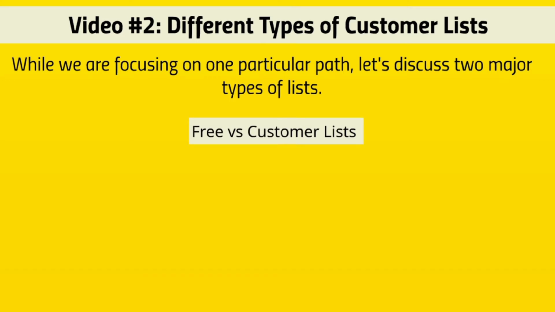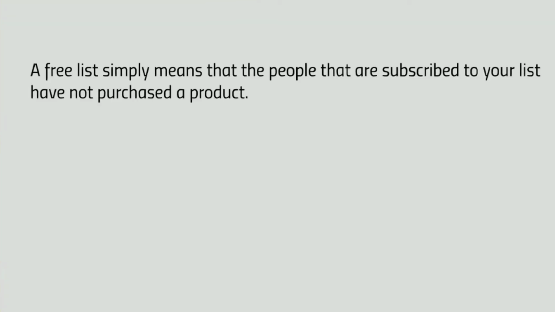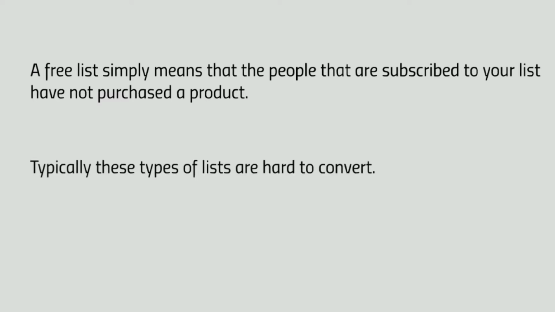So the 2 major ones are the free list versus the customer list. So a free list, let me explain the differences. A free list simply means that the people that are subscribed to your list have not purchased a product. So if you imagine you get onto a landing page or a squeeze page and they're asking for your name and your email and that's it. You're not buying anything. That is basically what a free list is.